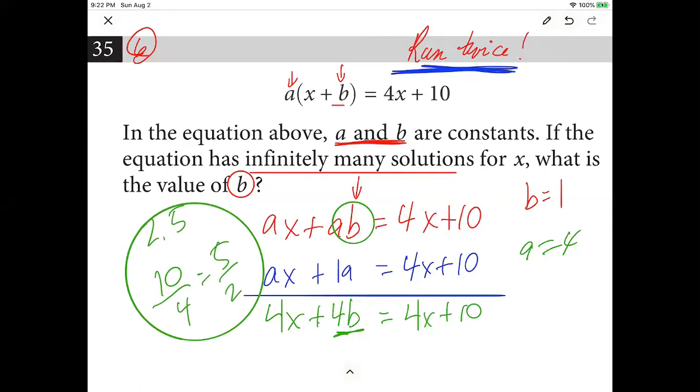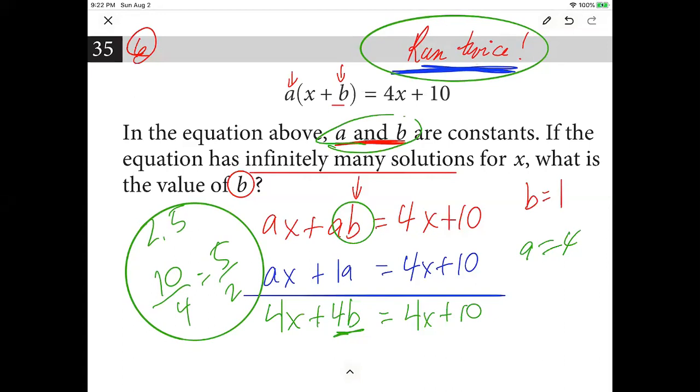So we ran it twice because there were 2 unknown constants. If there's only one unknown, you just run it once and it'll calculate it for you. It doesn't matter what the letter is, a variable, the constant is. You can put A, B, C, D, all the way to Z.